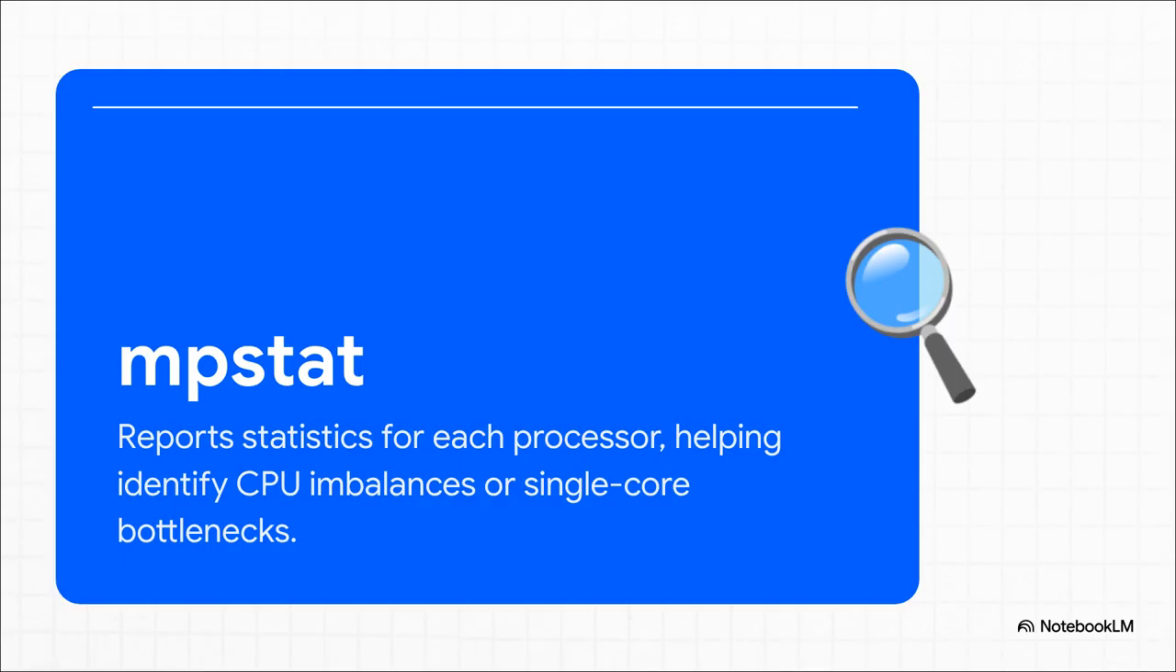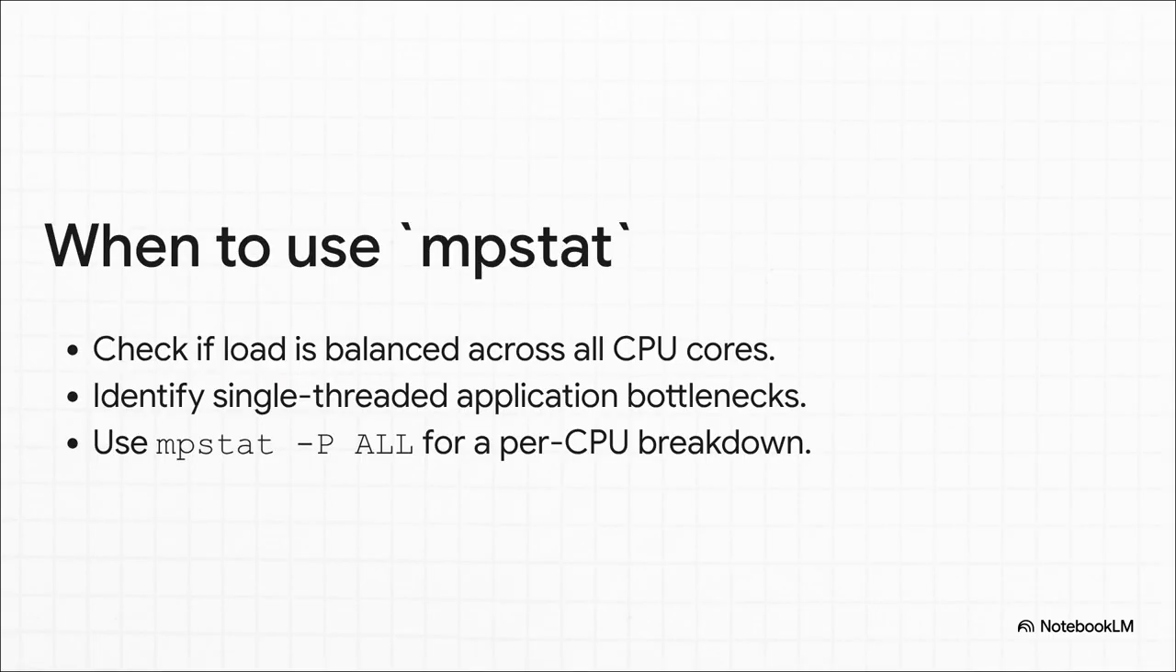This tool is awesome because it lets us see what each individual processor core is doing, not just the overall average that Top gives us. Here's a classic scenario where this is absolutely crucial. Top might show your overall CPU usage is only 25% on a 4-core server, which sounds totally fine, right? But if you run mpstat -P ALL, you might discover that one core is pegged at 100% while the other 3 are just sitting there bored. That's a classic sign of a single-threaded app causing a major bottleneck.